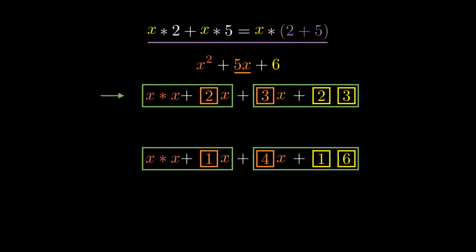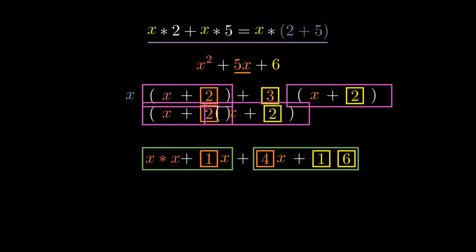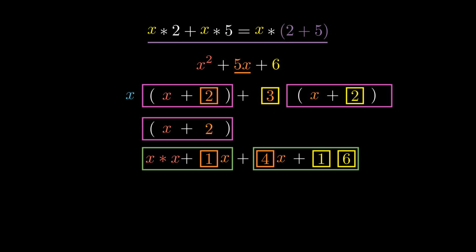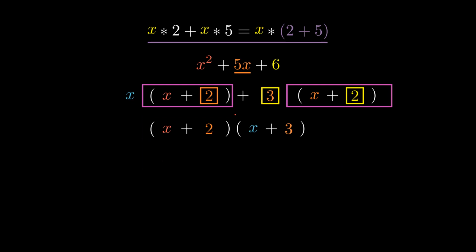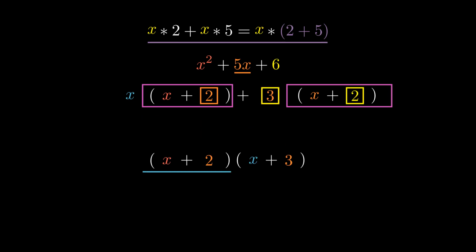Starting with the first one, we have an x in common in these 2 places. So this x comes out and we get x times x plus 2. And over here we have a 3 in common. So we can do the same with 3. So now we have x plus 2 in common. So we can take x plus 2 multiplied by x plus 3. So now we have 2 factors for the polynomial. So let's inspect this closer. To be able to factor out this x plus 2, we needed these x plus 2 to be in both places. So how did we get that?